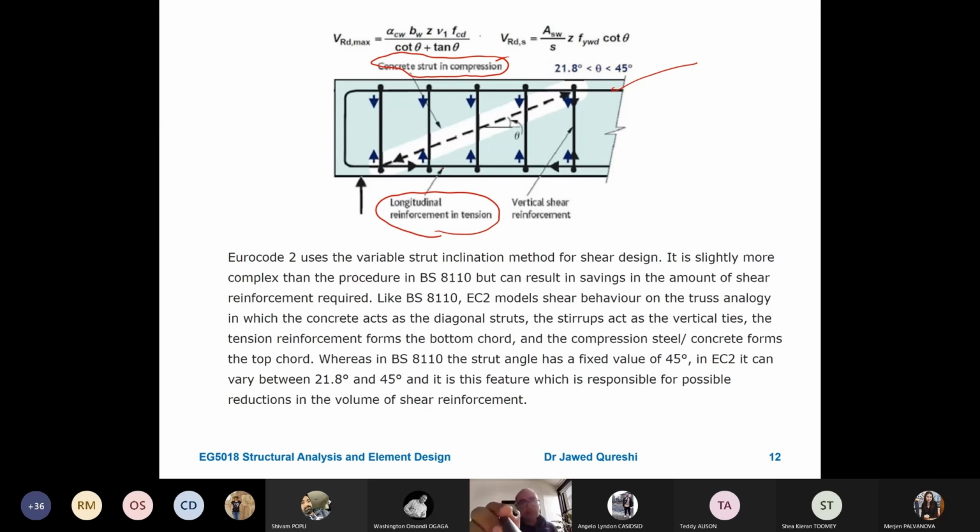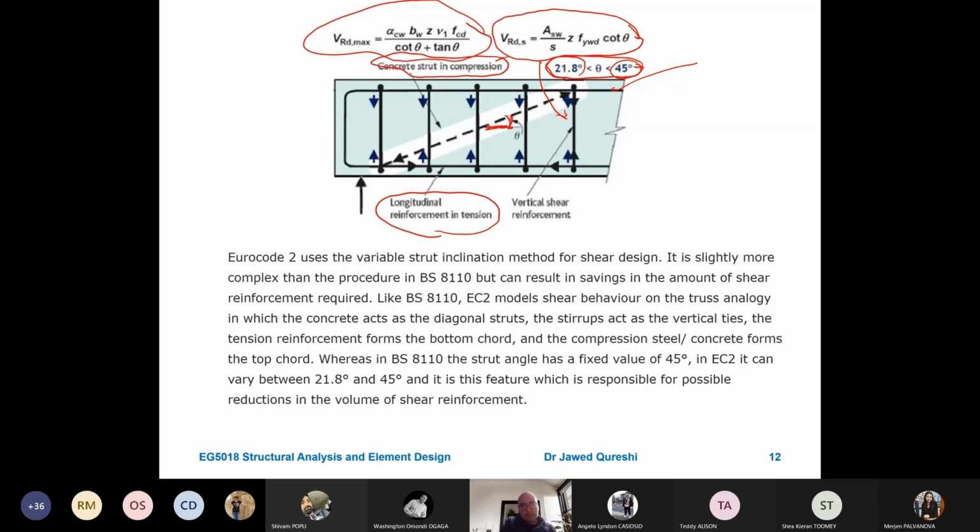Now the formula which controls the compression is this one, VRd,max, and the formula which controls the ties is VRd,s. That is for ties. Now the important thing here is this angle. This angle can be assumed to be any angle between 21.8 and 45 degrees. Eurocode allows this equation to be used anywhere between 21.8 and 45. Previously in British codes it was just 45. So if we take the minimum one, then it gives us more economy.